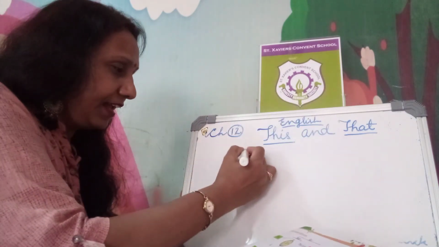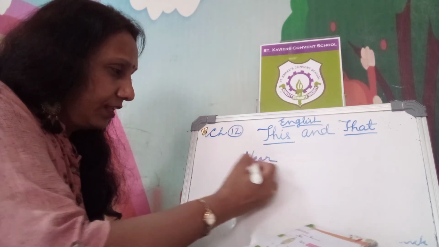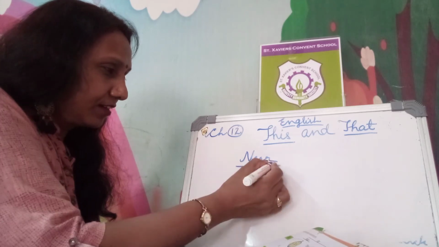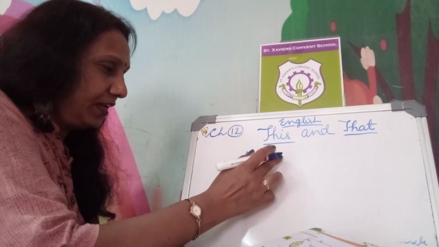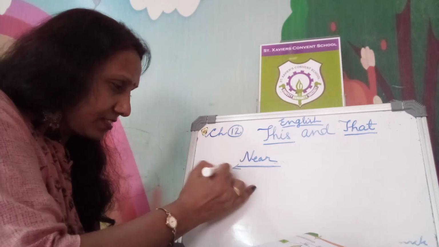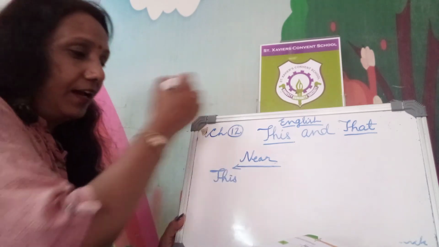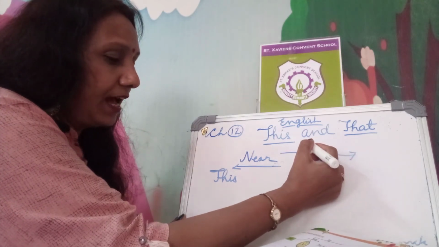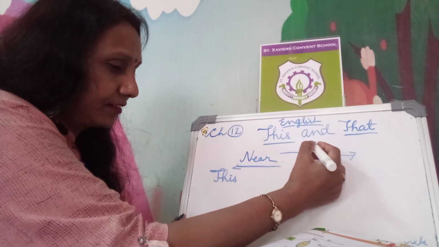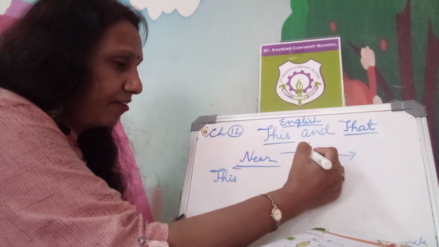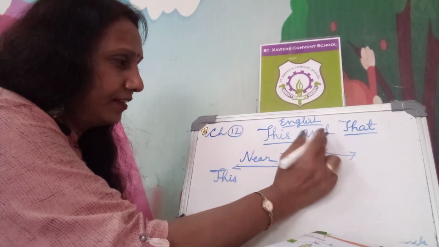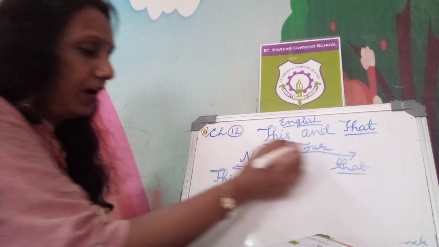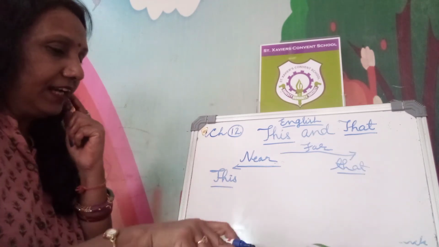So when the thing is near to you, that near will be what? That near will be this, THIS. If the thing is far from you, that far will be that, THAT. You have to fill this with this and that.